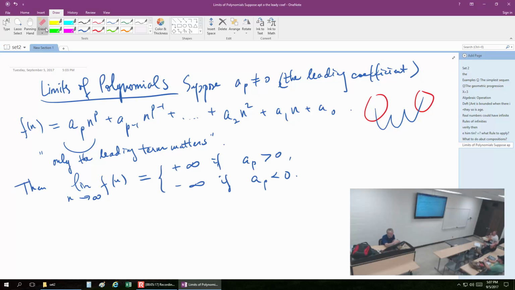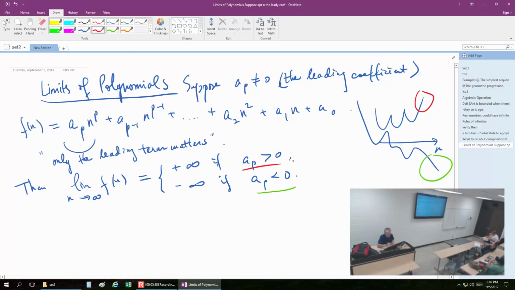In fact, let me correct myself. This does not apply. Only the one on the right, because these are the n's. And we want to know whether it goes to positive infinity or negative infinity, something like this. So this is the negative infinity behavior, and this is the positive infinity behavior. Does that mean that all polynomials diverge? That's right. Yeah, that's right.